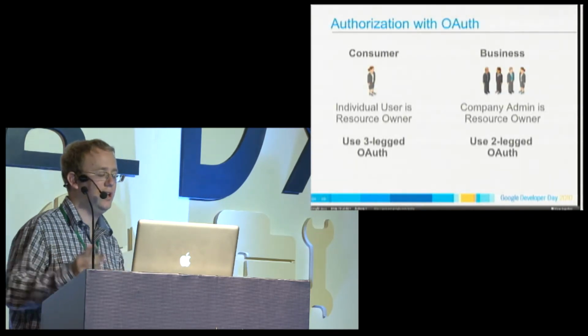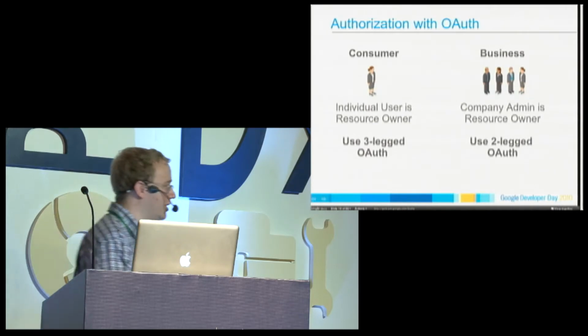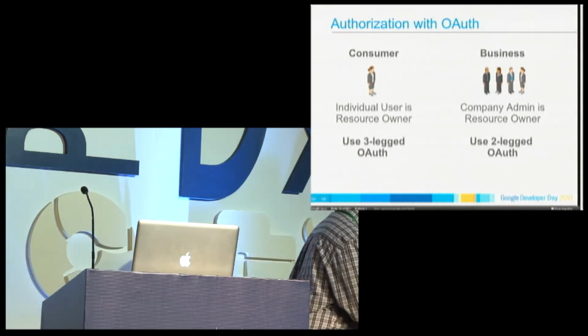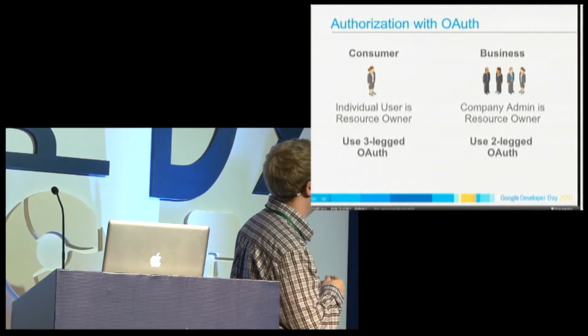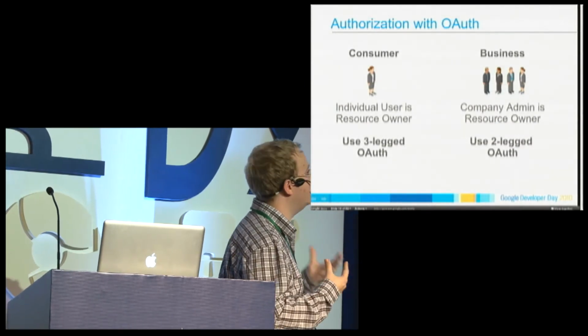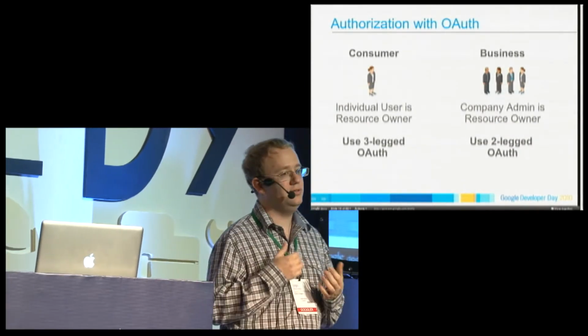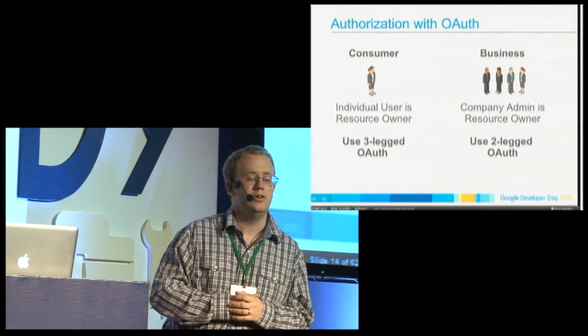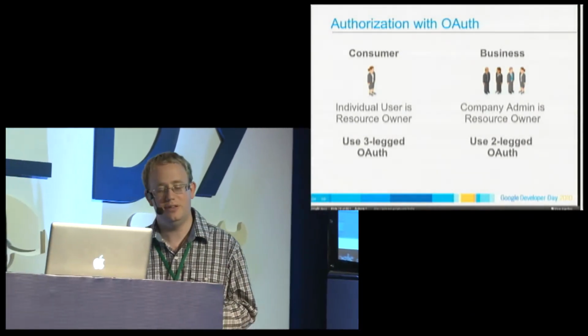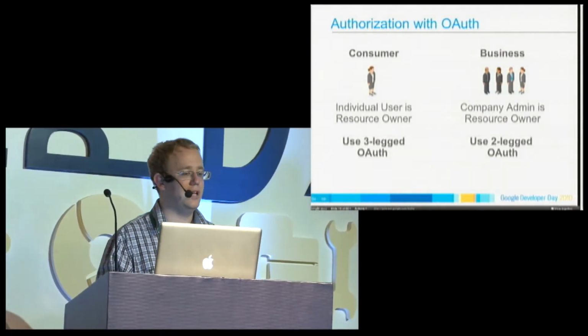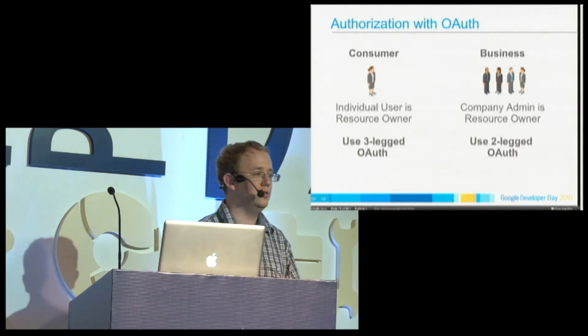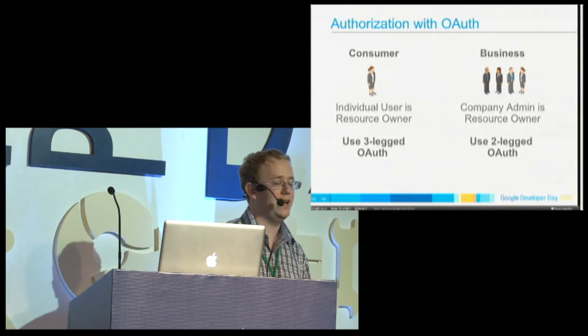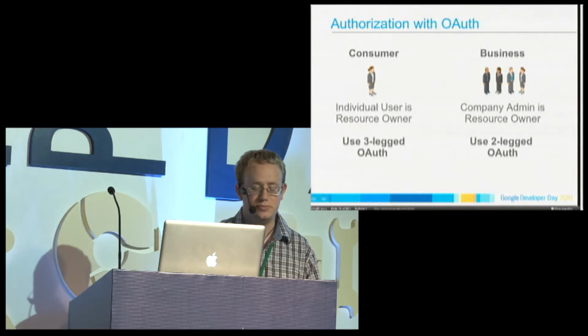Now, there are 2 different types of OAuth. I just want you to be familiar with this. This is about the most detail I'm getting into with OAuth in this presentation. But basically, we have 3-legged OAuth, where the individual user is the resource owner. So when I say resource owner, I mean like you have your own personal Google Calendar. You're an individual user. You have the rights to grant access to that calendar.